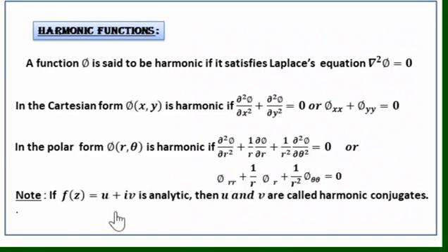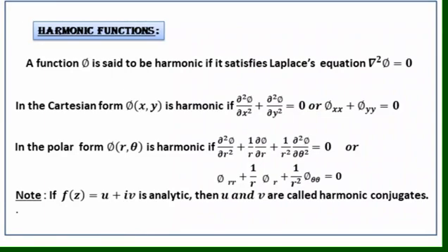Now note this: if the function f of z equals u plus iv is analytic, then u and v, the real and imaginary parts of f of z, are called harmonic conjugates of each other. That is, u is the harmonic conjugate of v and v is the harmonic conjugate of u.